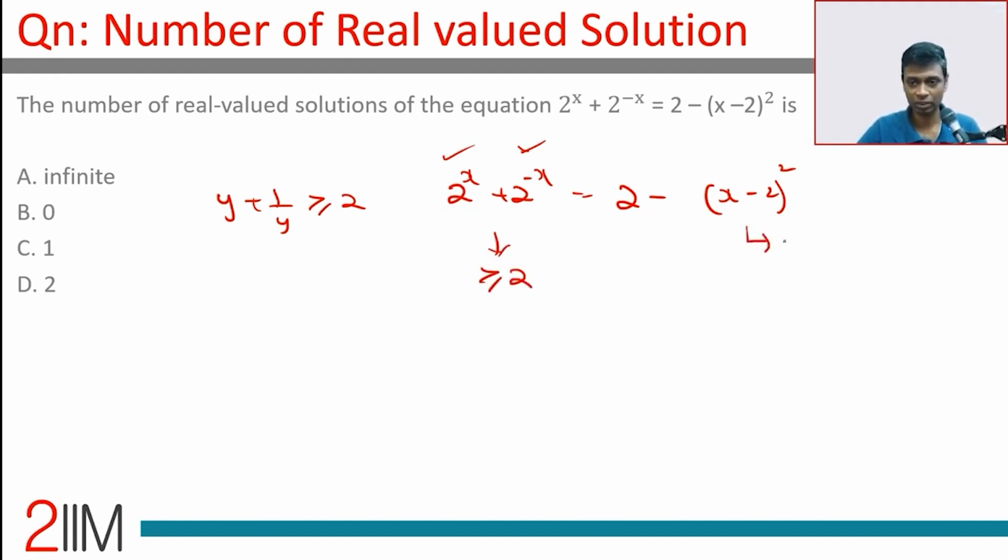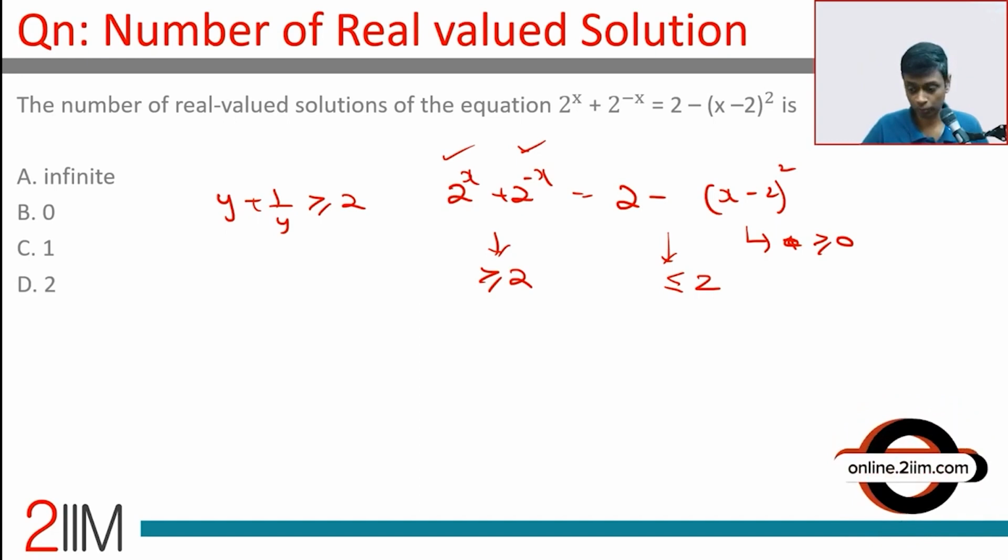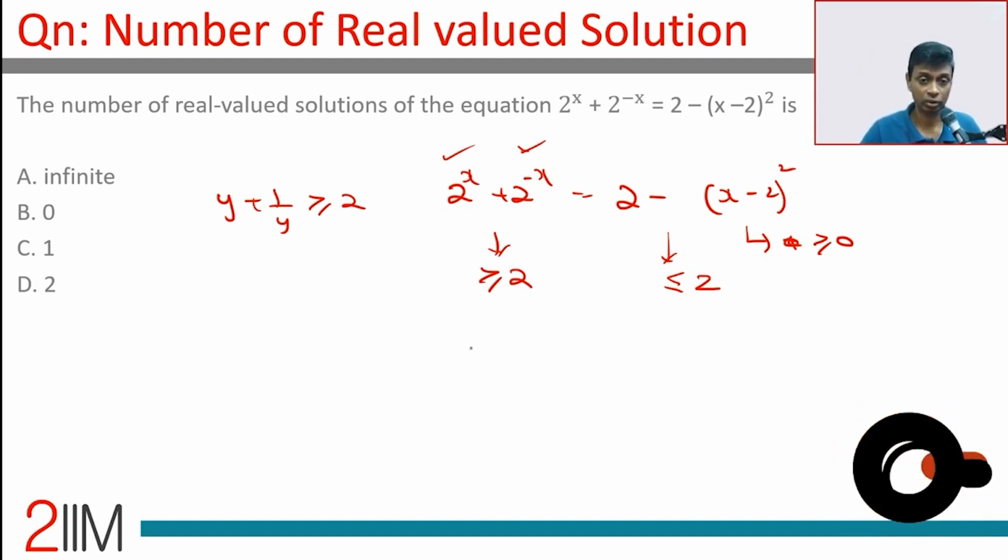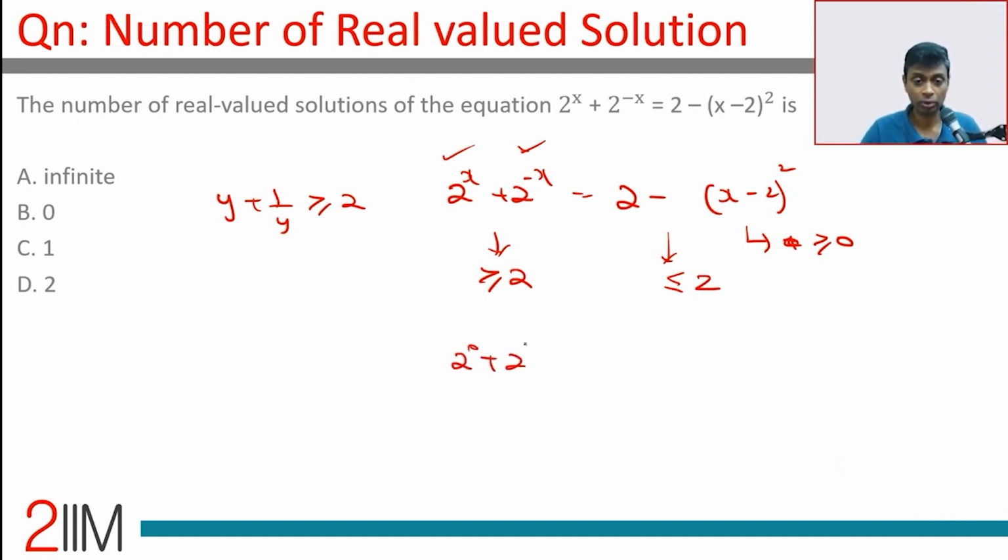This side, this is greater than or equal to 0. Or this part is less than or equal to 2. From 2, you're subtracting a non-negative number. So maximum value the expression can be is 2. We're done. This has to be greater than or equal to 2. That has to be less than or equal to 2. The only possibility is if both are equal to 2. Be equal to 2 when x is 0. Put x equal to 0. 2 power 0 plus 2 power minus 0.